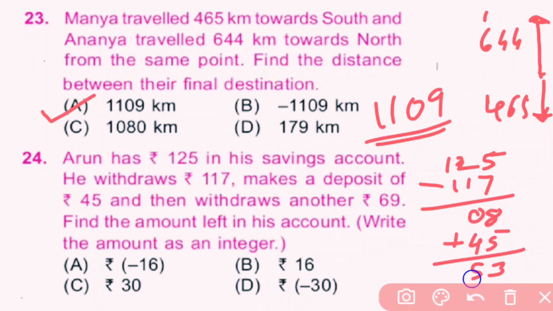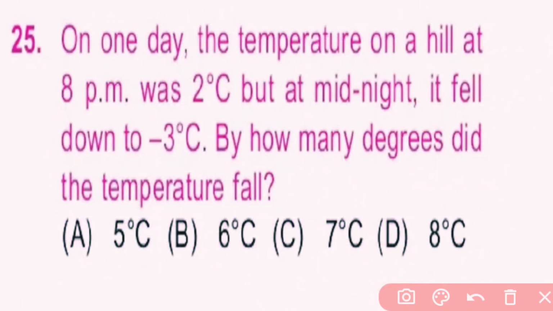So now he is having 53 rupees. And then withdraw another 69 rupees. Now again he withdraw 69 rupees. 53 minus 69. So plus minus minus. So 16. Find the amount left in bank. So he is having minus 16 rupees. A is correct answer. Question number 25.